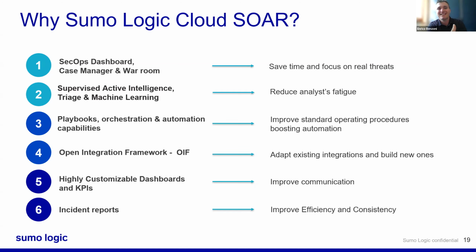Then we have seen how easy it is to create playbooks using orchestration and automation capabilities that allow you to improve the standard operating procedures and boost the automation. With the open integration framework, you can adapt existing integrations and build new ones in autonomy if you want. But as mentioned many times, we have a specialized team, so don't be scared about the use of code. Where we suggest you focus your team is in identifying the processes that you have to improve, and then you can adapt using the open integration framework and our experience.